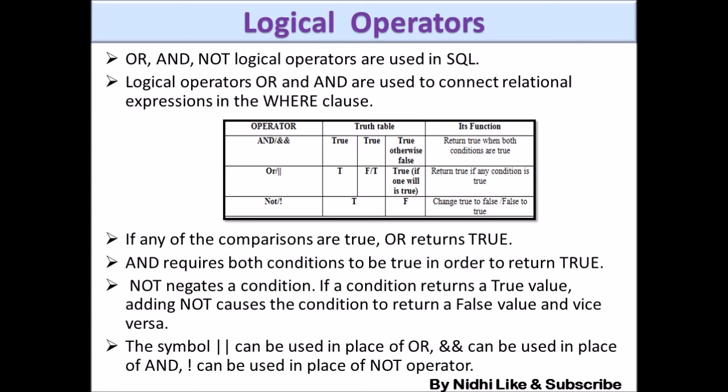The symbol for OR is two parallel lines, and the symbol for AND is the ampersand symbol. And this star symbol that I told you about in select star is known as the asterisk symbol. So let's move further to see examples of logical operators.